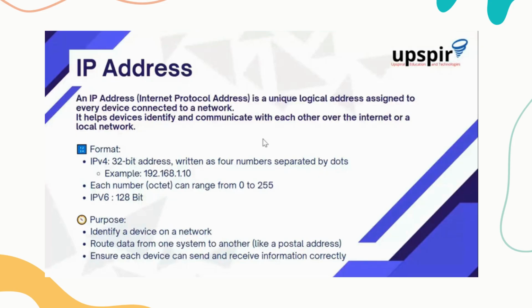One is IPv4, which is a 32-bit address. Normally, we represent it as 192.168.1.10, and so they are basically 4 octets, each represented by a decimal number. Otherwise, for your computer, it is always binary, right? So it's a 32-bit address.